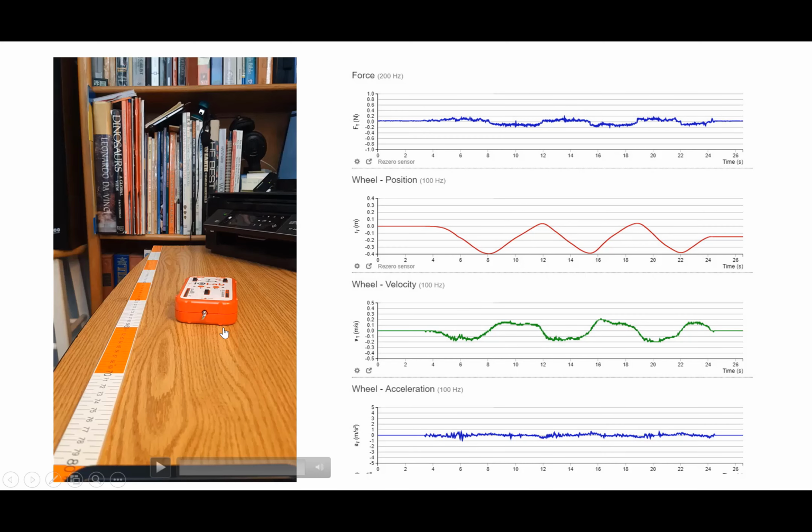Mass is related to inertia. So let's look at this for a second in a real world situation. So I'm going to run this little video real quick.